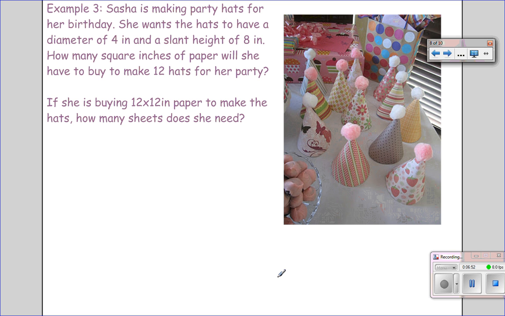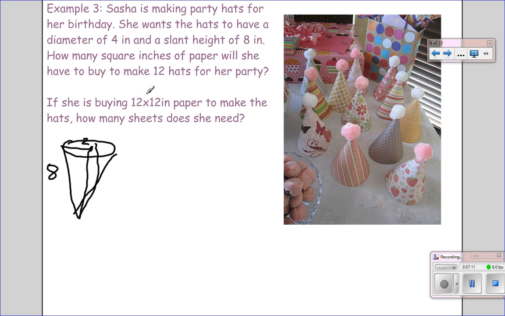All right, so Sasha is making party hats for her birthday. She wants the hats to have a diameter of 4 inches and a slant height of 8 inches. So she wants the diameter across to be 4, so the radius would have to be 2. And the slant height she wants to be, well, it's a terrible cone, but 8 inches. Okay, that's what she wants for her slant height.